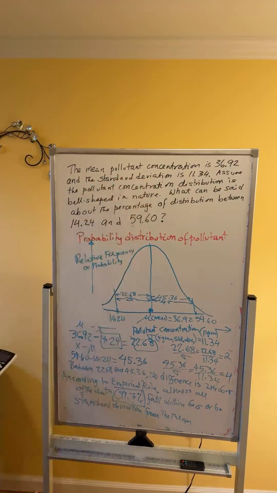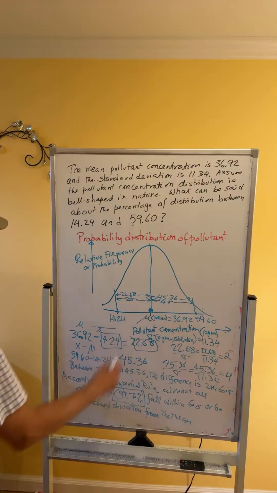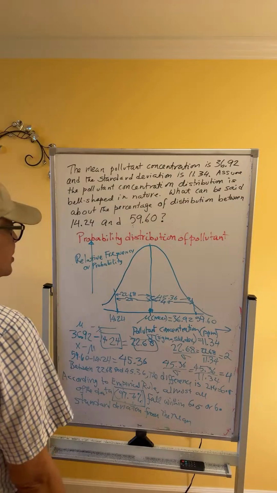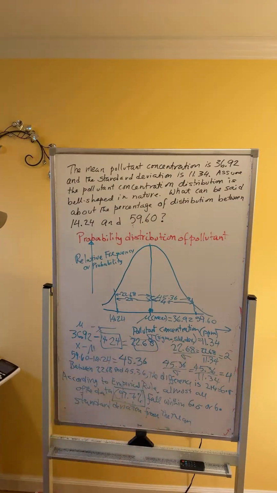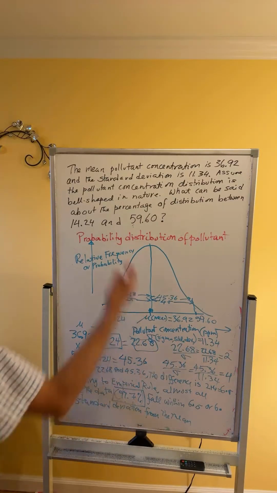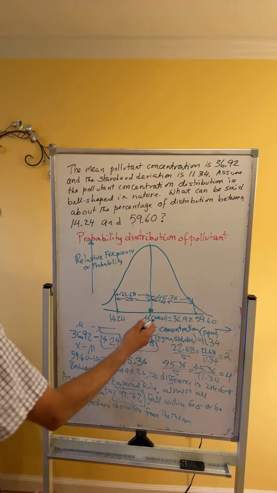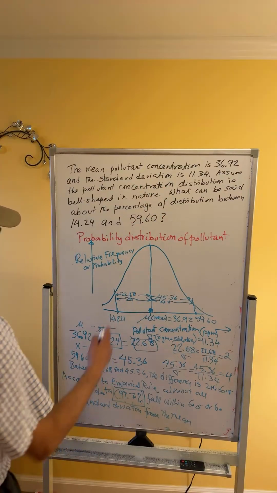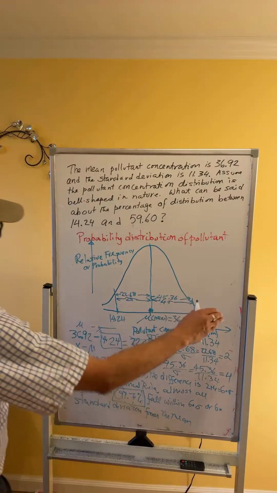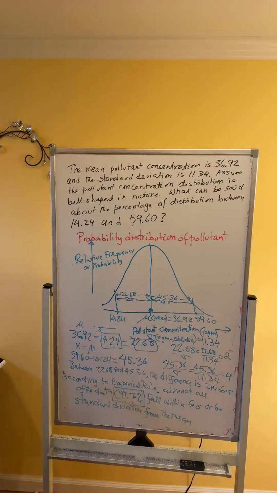We are told that the pollutant distribution is bell-shaped in nature with a mean of 36.92 and a standard deviation of 11.34. We have been given two values, one value on the left of the mean, 14.24, and another value on the right of the mean.